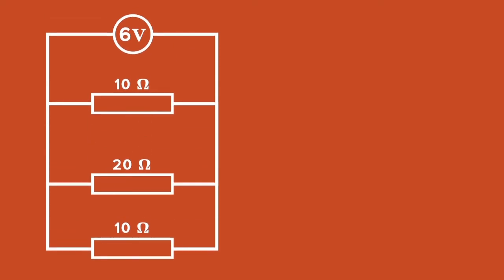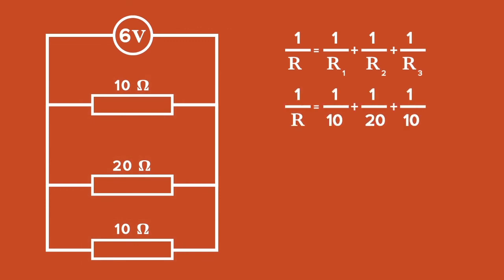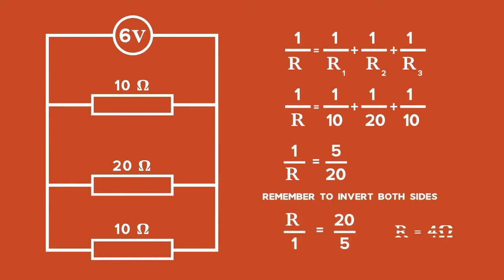Let's look at how this works in a circuit. We have three resistors in parallel. The total resistance can be calculated using the equation for parallel resistors. Remember to invert both sides.